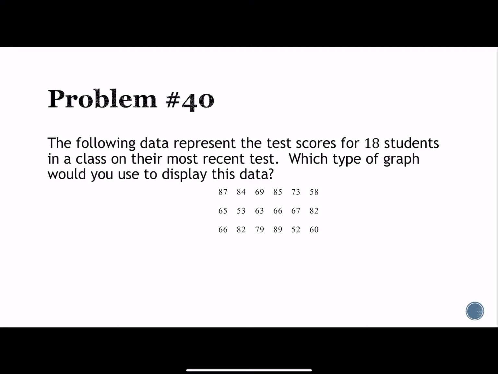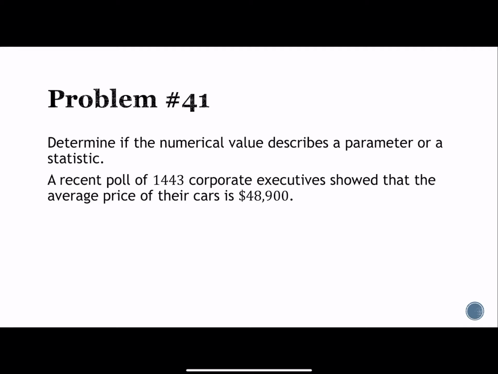It might be better to use a stem and leaf plot because it's a bit harder to get classes. I don't know what the class ranges would be for a histogram, which might not be as significant as a stem and leaf plot. But anyway, that is chapter 2. And then determine if the numerical value here describes a parameter or a statistic. That one's coming to us from chapter 1.